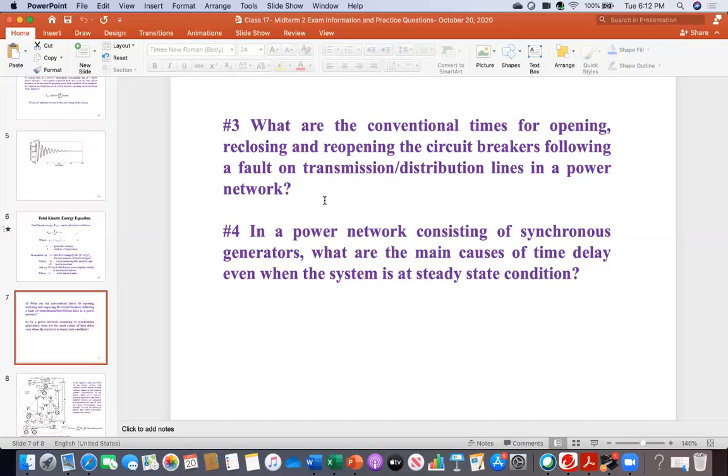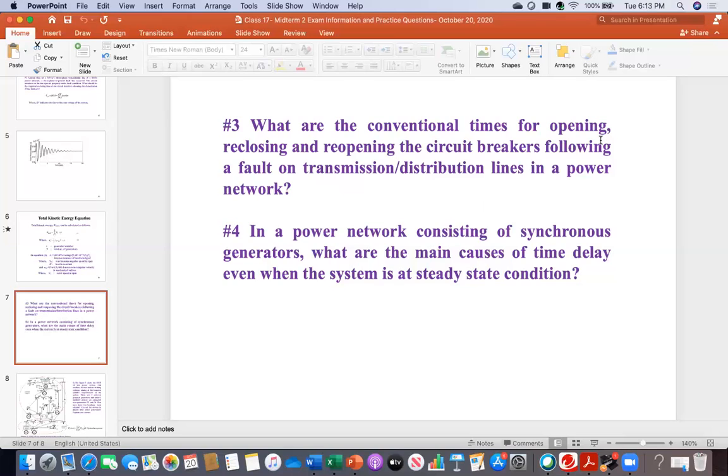30 to 40 cycles. Right, you are right. In some countries it is reclosed after 30 cycles, and the latest is 60 cycles. So everybody please write down: the reclosing instant is 30 to 60 cycles after circuit breaker opening. After circuit breaker opening.